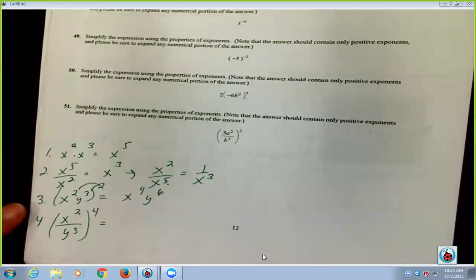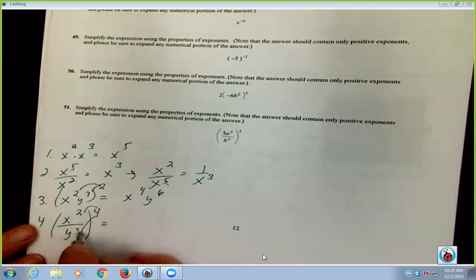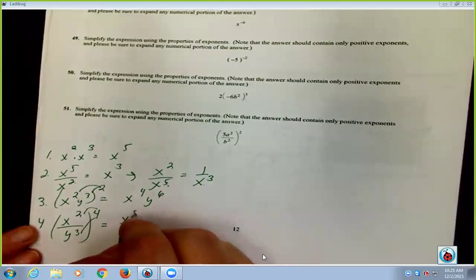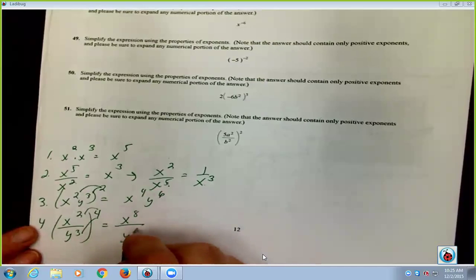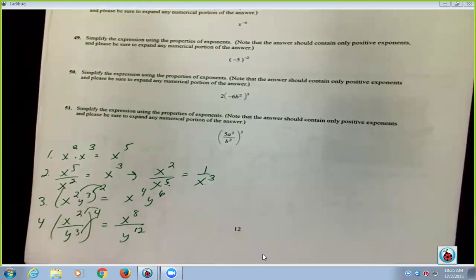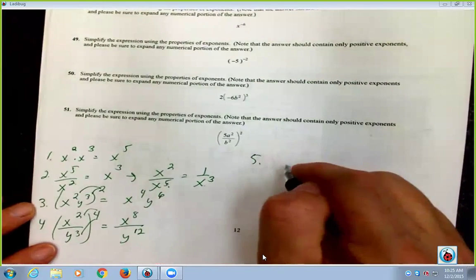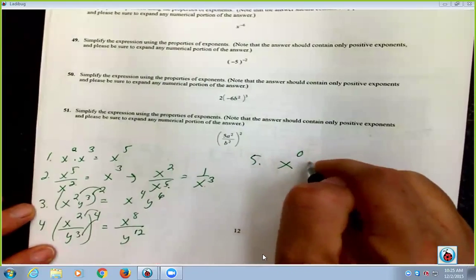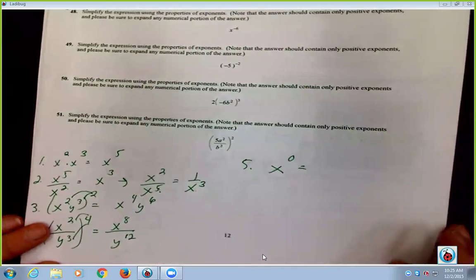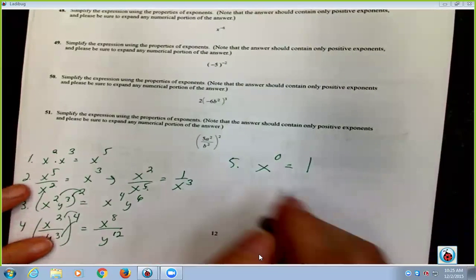Same type of thing as number 3, but you've got denominators, so I multiply everybody by 4. So I have x to the 8th over y to the 12th. Okay, so that's a multiplication there too. And what if you had x to the 0 power? What's that equal to? 1. Yep. Anything to a 0 power is 1, so just keep that in mind.